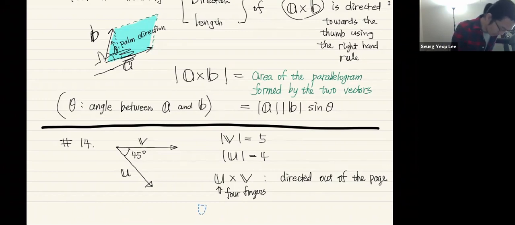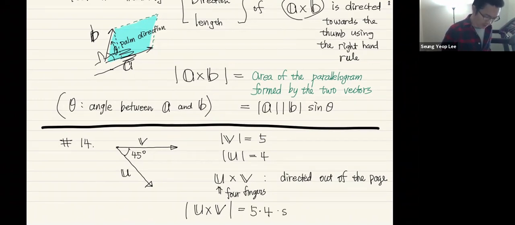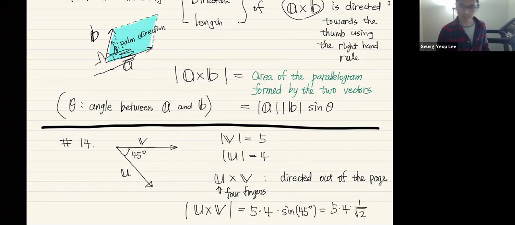Now we need only the length because the direction is settled. The length is given by the product of each magnitude, which is just 5 times 4, times sine theta. What was theta? Theta is 45 degrees. And therefore, the answer is 5 times 4 times 1 over square root of 2. You can simplify. Any question?